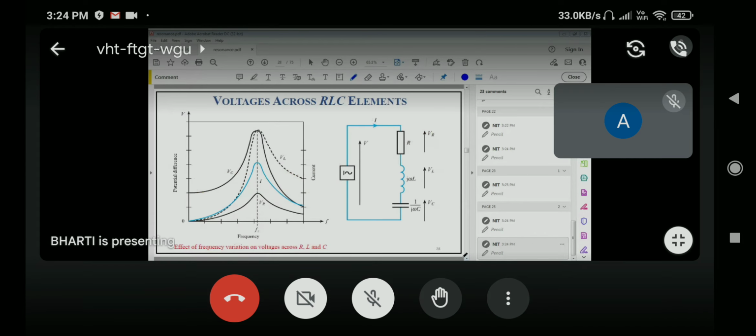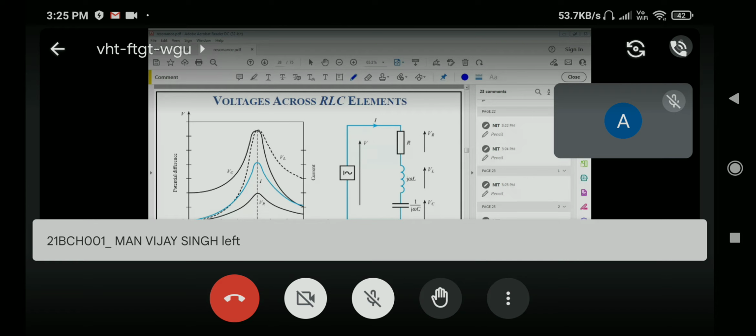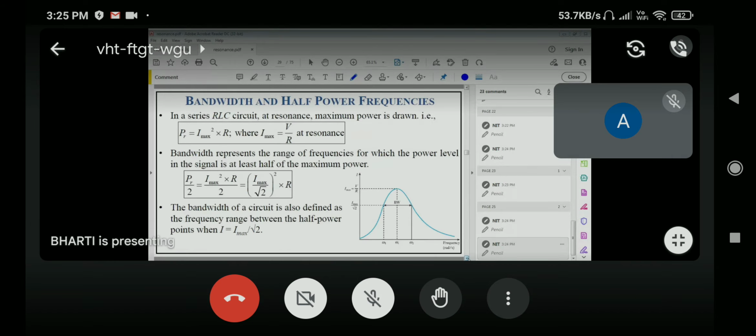Yes, ma'am. So this was something I was talking about, the variation. So this is your frequency variation, showing the range or the sharpness of that resonant curve.